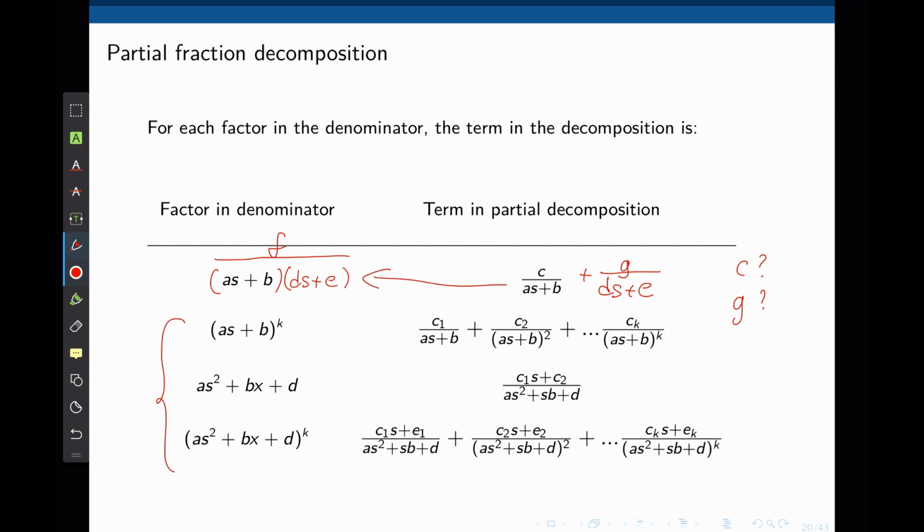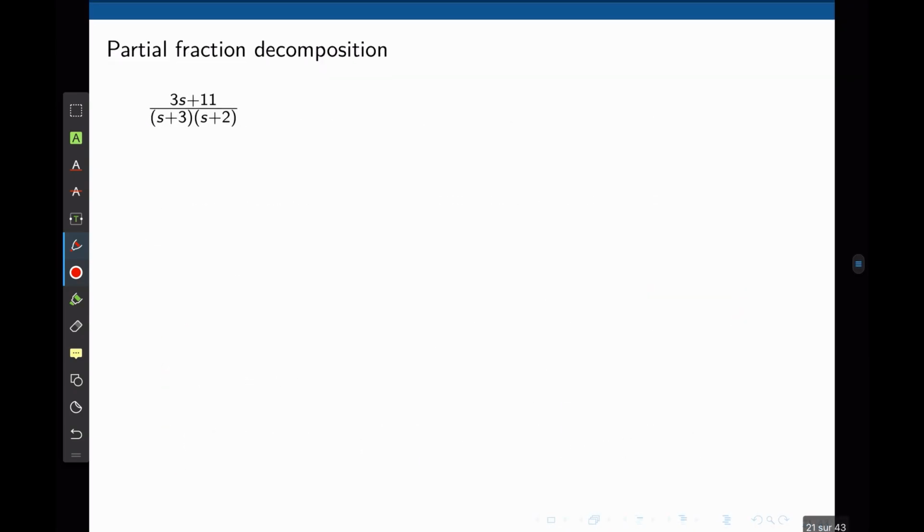These are other terms in partial fraction decomposition. They all depend on the factor in the denominator. This has been covered in calculus and is just presented here as a reminder. Nevertheless, let's do one example. Here we have a function (3s + 11) divided by (s + 3)(s + 2). This falls in the first category that we saw in the previous slide and can be decomposed into A over (s + 3) plus B over (s + 2).